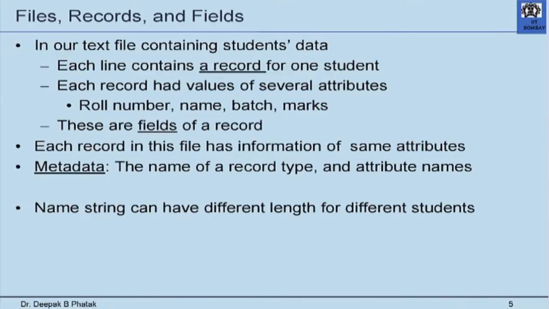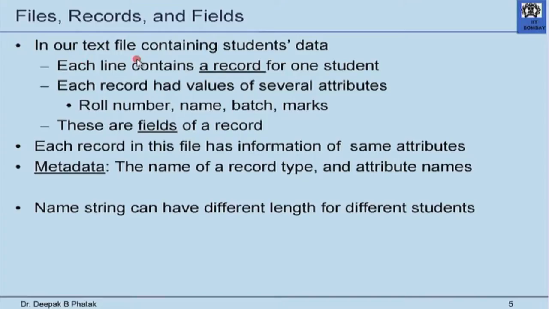First, we explain the notion of files, records, and fields. These terms come from the data processing industry, but these, as I said, are relevant increasingly for all branches of science and technology who do programming, because they do handle such records, fields, and files. Let's consider this text file which I just showed. It contains students' data. Each line contains a record for one student, and each record has values of several attributes: roll number, name, batch, and marks. These are called fields of a record.